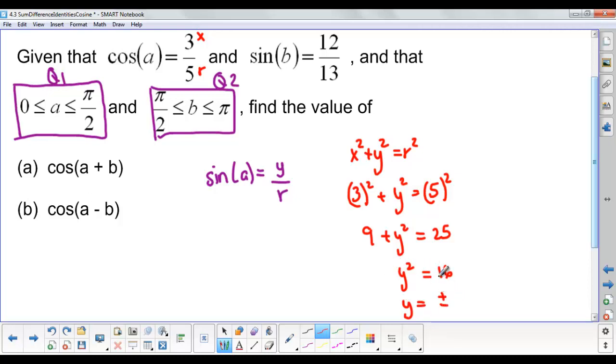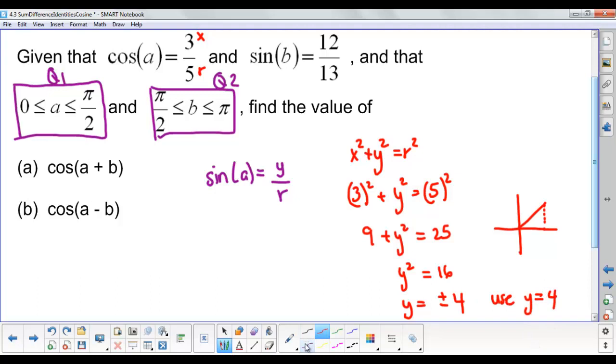So if we go ahead and simplify, remember when you take the square root, you must have plus or minus 4. But we don't need both of those values. And that's where this information comes in. If angle A is in quadrant 1, which is right in here, would our y value be positive or negative? Well, it would be positive because all y values in the first quadrant are positive. So we will use y equals positive 4.